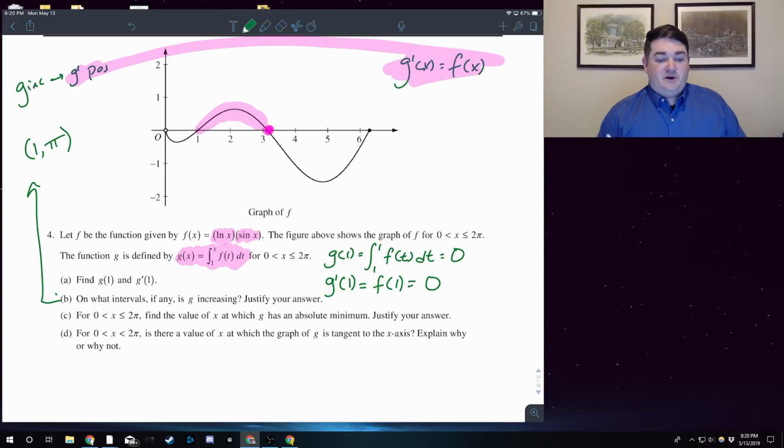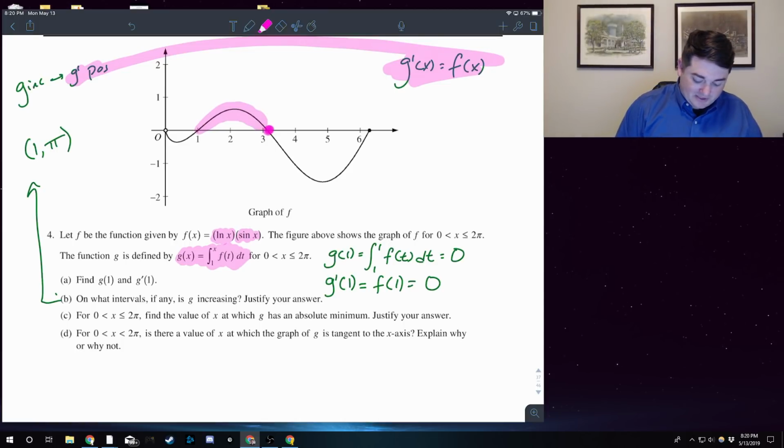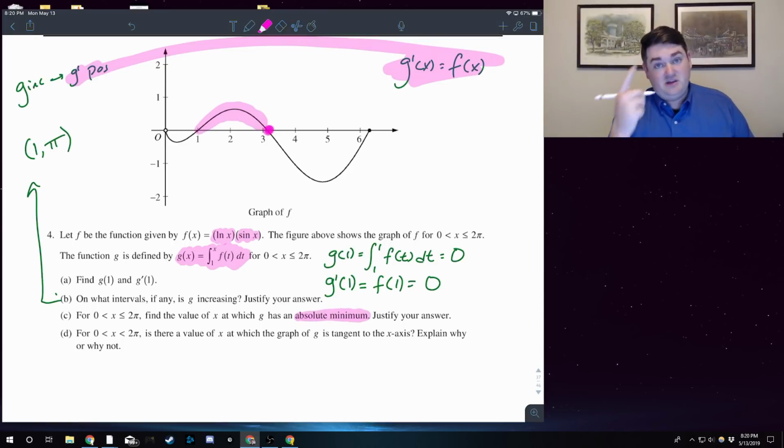C, from 0 to 2 pi, find the value of x at which g has an absolute minimum. Okay, I see this word absolute minimum. My mind goes to the candidates test. So I need to find all critical values, the endpoints, and plug them all in.